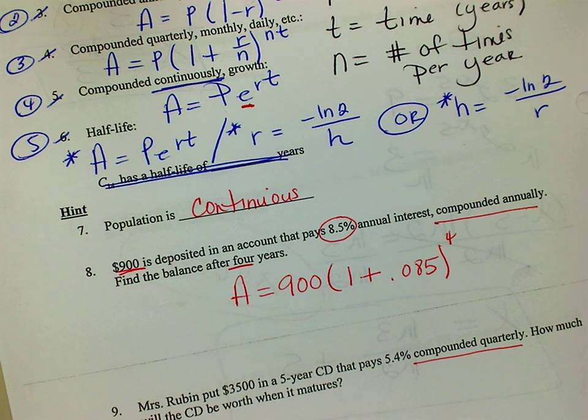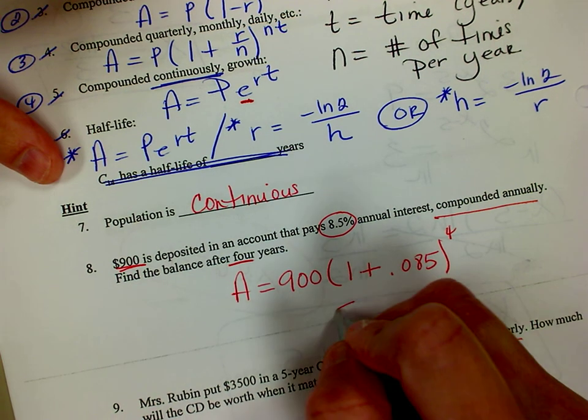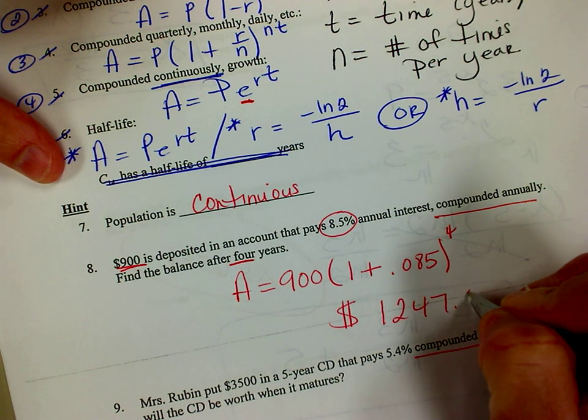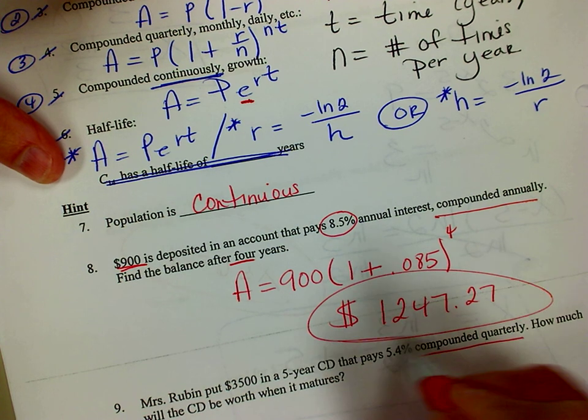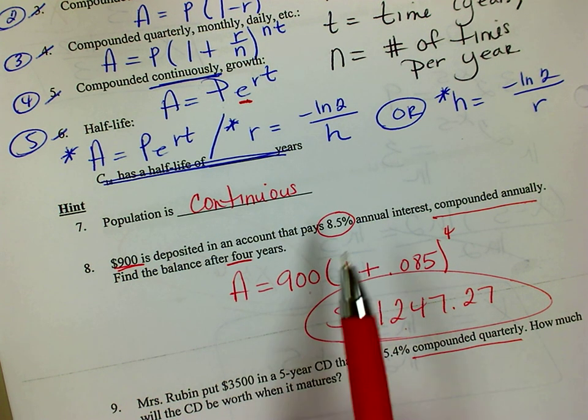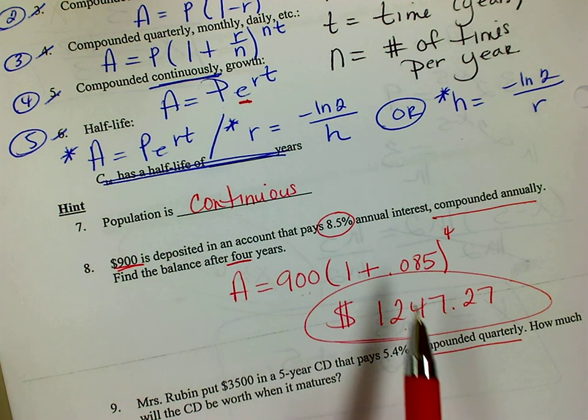Okay, so since the variable is by itself, all you have to do is put that in your calculator and then figure out what the answer is. And you can put it in just like you see it. Okay, and I got $1,247.27, which makes sense because we should have more after 4 years if we are earning interest. So 900 was what we started with, that's what we ended with.